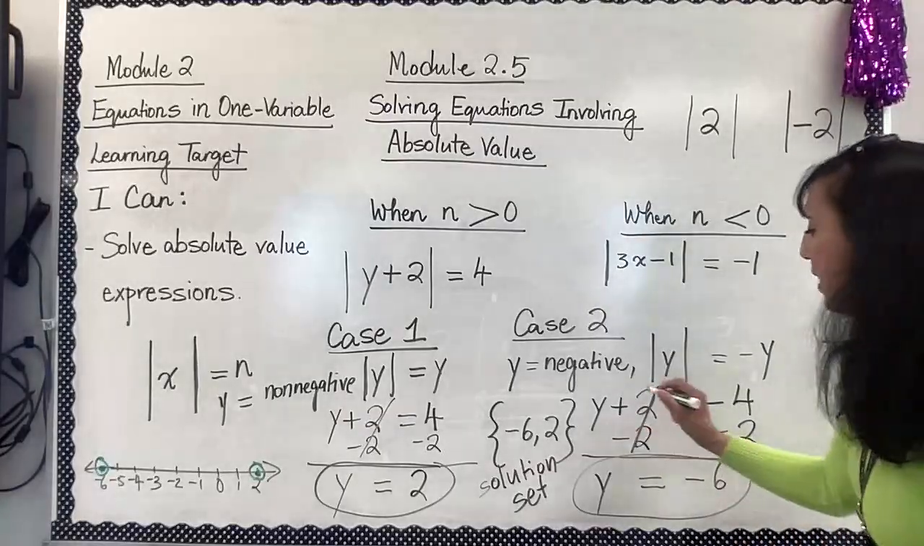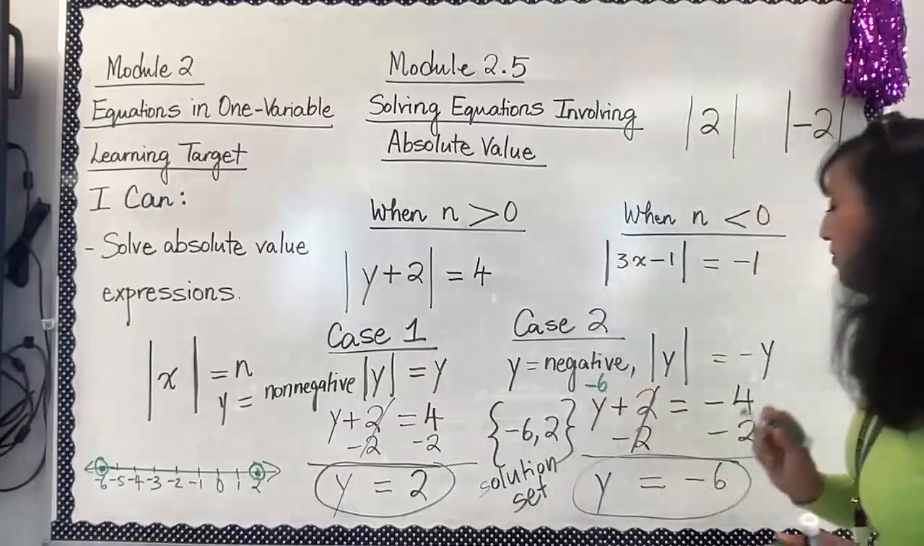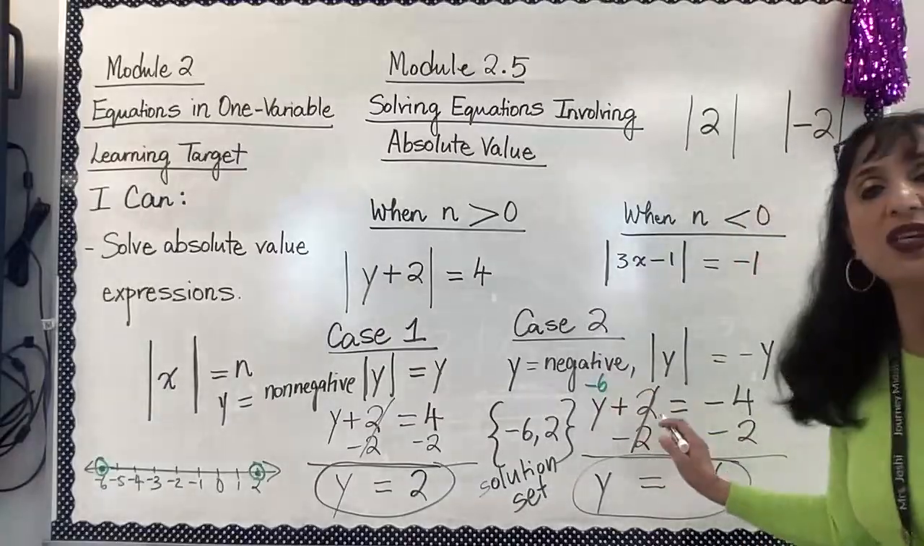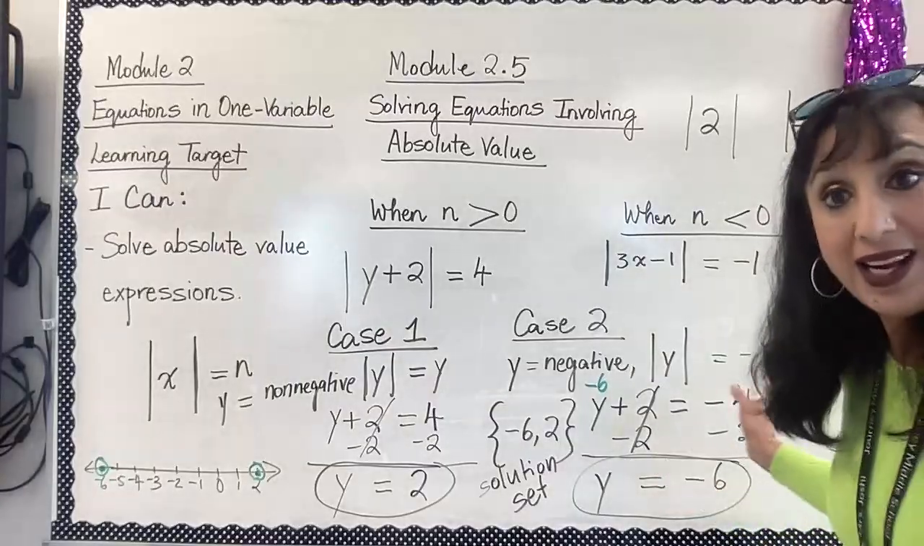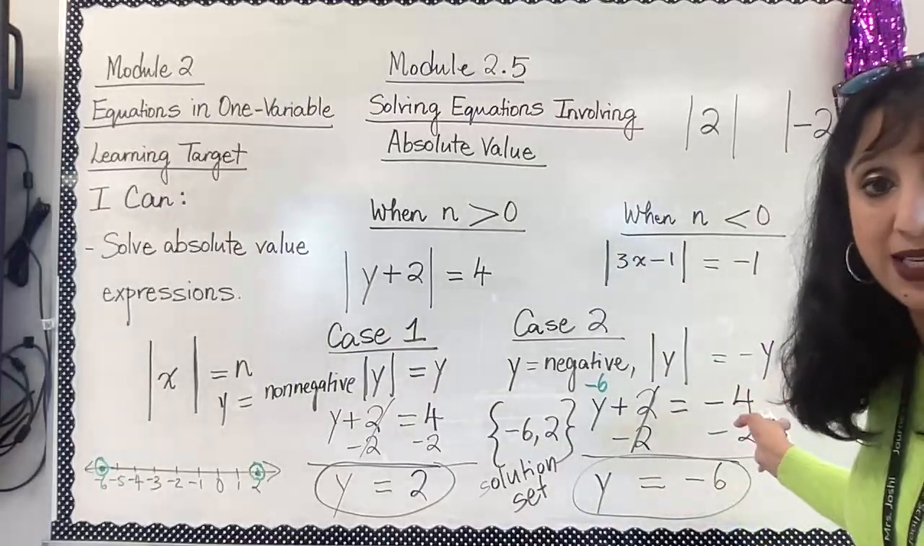And what is y plus 2? So instead of y, I'm going to put -6. What is -6 plus 2? I get -4, so that is correct.